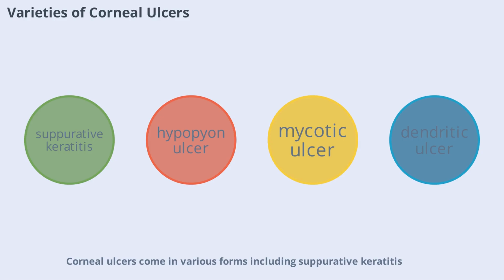Corneal ulcers come in various forms, including suppurative keratitis, hypopyon ulcers, mycotic ulcers, marginal ulcers, ulcers associated with smallpox and trachoma, dendritic ulcers, lagophthalmic ulcers, neurotrophic ulcers, phlyctenular ulcers, atheromatous ulcers, and Mooren's ulcers. Each type has distinct etiologies, clinical presentations, and treatment approaches. Recognizing the variety helps in accurate diagnosis and tailored management.